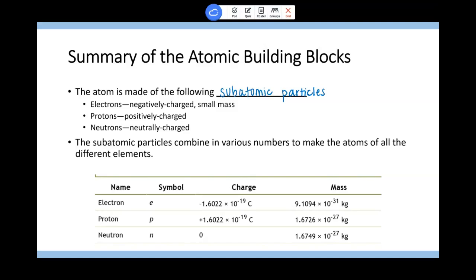Electrons are negative, protons positive. And protons and neutrons are approximately the same mass, with a very small difference. Electrons are much smaller. So you see 10 to the negative 31 versus 10 to the negative 27. Electrons are much smaller in mass.